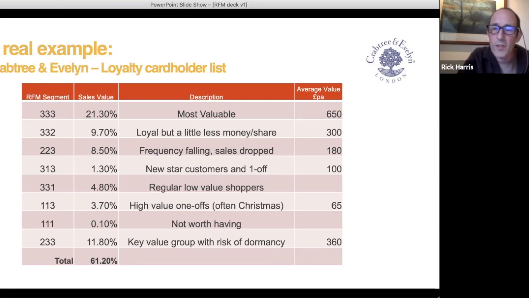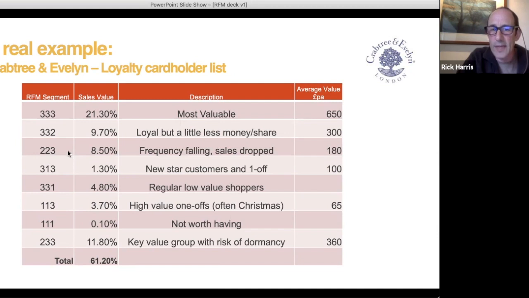332, so almost as good, but they don't spend as much. They come just as often. I see them very, very frequently, recently. They just don't spend quite as much. Their average spend has gone down to 300. Still really, really good, but I don't get quite as much money, and probably not quite as much profit as a result, but still a really good segment to work with. Crabtree should be very interested in those top 2 segments, as everyone should.